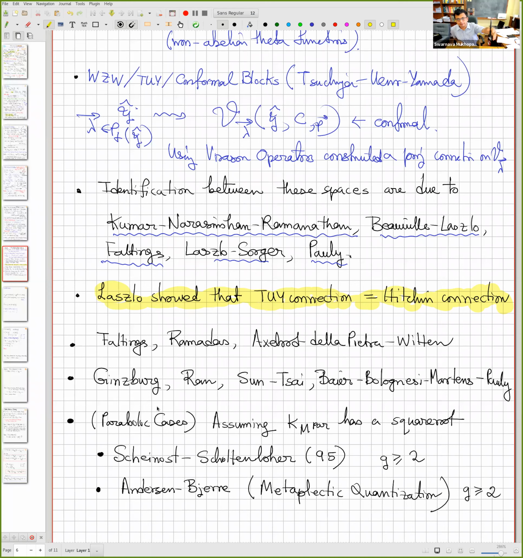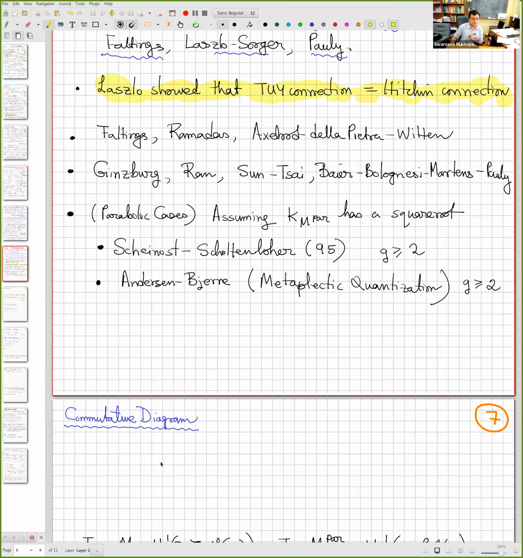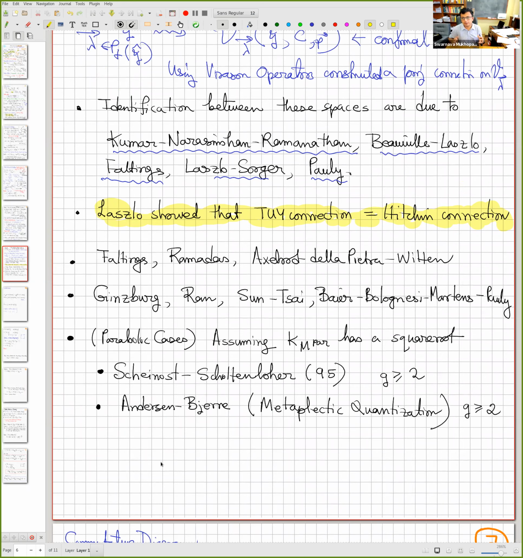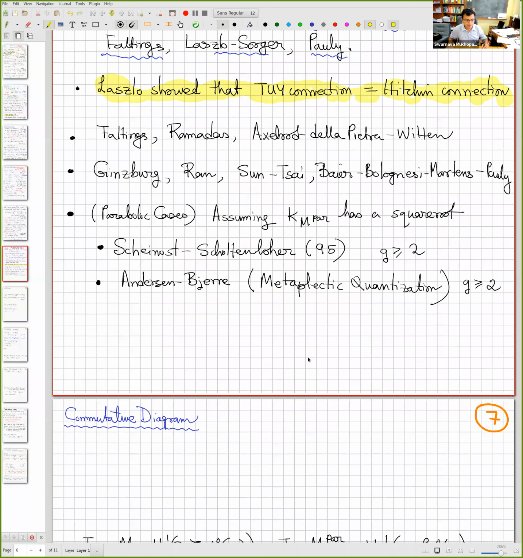In genus 0 you have to be careful because you have to allow some more marked points, but this works for arbitrary groups and so on. The main difference between Andersen and Mettabier and us is that we just work in a completely algebraic geometric setup, whereas theirs is differential geometry. Okay, so now let me explain how this connection is constructed, or what one needs to do to construct it. So again, coming back to my setup.